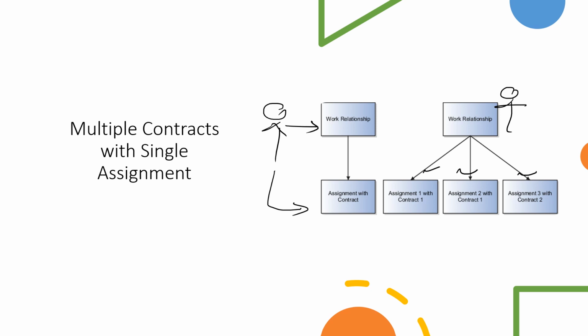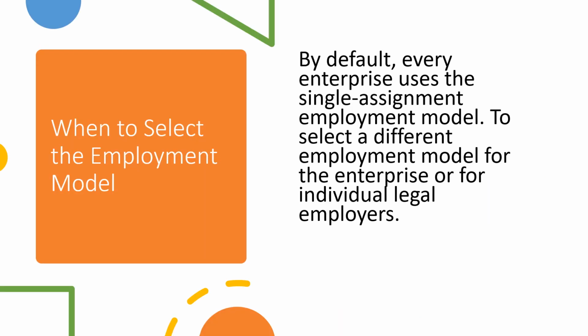Now, how and when to select the employment model? By default, what does the application do? By default it will select a single assignment. The system selects a single assignment, and we can choose it at a later stage, once we get more clarity about the organization's behavior, when we go into more detail with our end users or business users. Only then can we realize what information they want to maintain or capture.